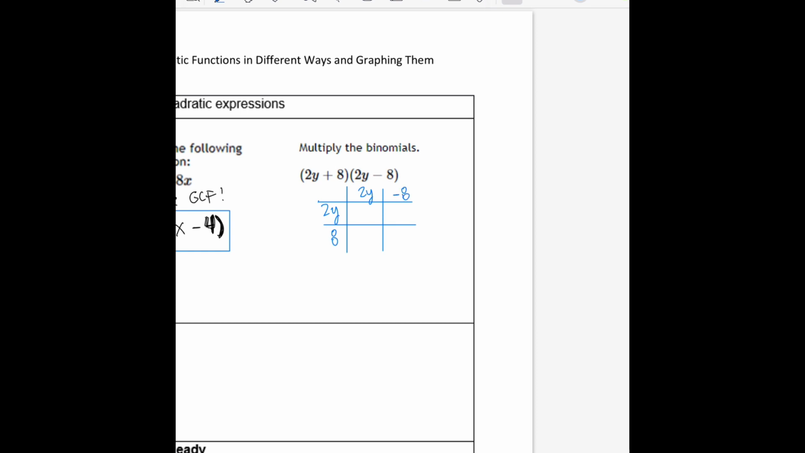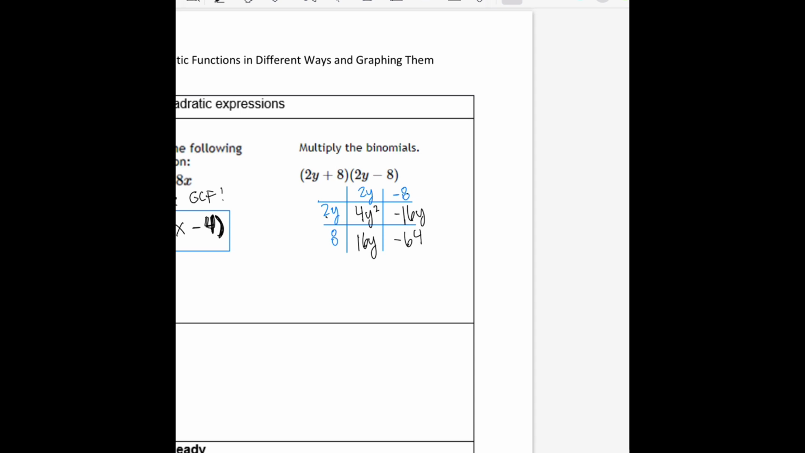All this is asking you to do is do 2y times 2y and put the answer here. So 2y times 2y would be 4y squared. 2y times negative 8 goes here. So that one would be negative 16y. 2y times 8 this way would be 16y here, and 8 times negative 8 would be negative 64.